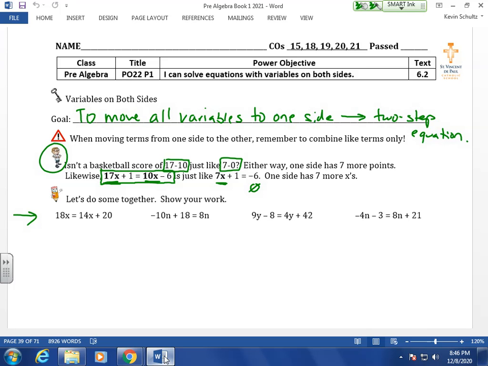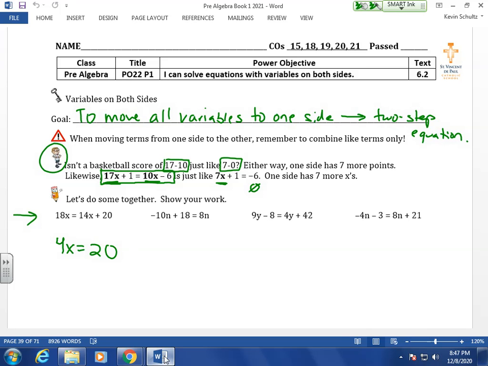If we apply that logic to the one that we just did together, if you look at 18x equals 14x plus 20, how many more x's are on the left side? 18 compared to 14. 18 is 4 more than 14. So you can think about it as, okay, 18 is 4 more than 14. That's the same as having 4 on the left and none on the right, which if you notice is the same equation that we got using opposite operations. Okay.